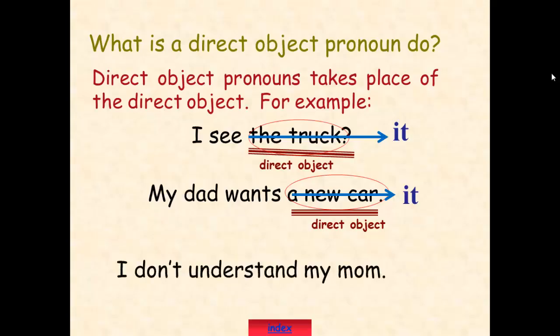Let's say I don't understand my mom. My mom would be my direct object, and I could say I don't understand her. So that takes the place of my mom. I could say her instead.